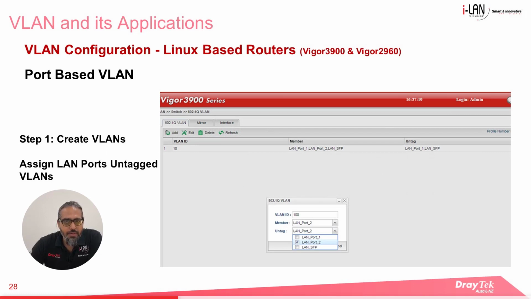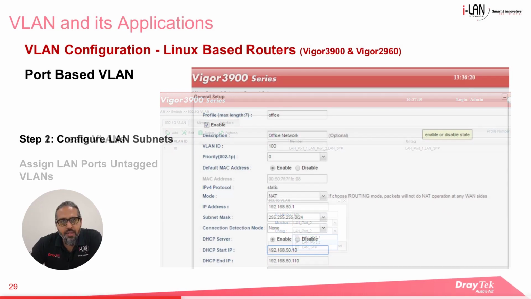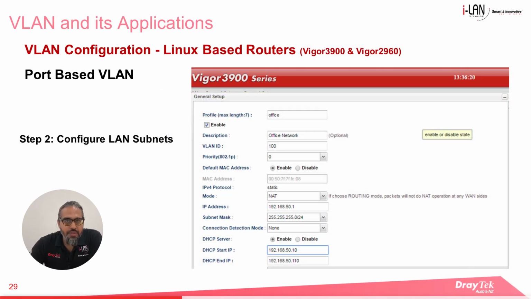For Linux-based routers such as the Vigor 3900 and Vigor 2960, the setup is different. The first step is to create the VLANs and then assign the LAN port as untagged. The next step is to configure the LAN subnets for each VLAN. In the example here, we have assigned the subnet 192.168.50.1 to VLAN 100.